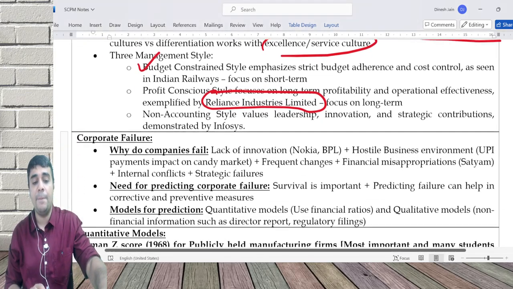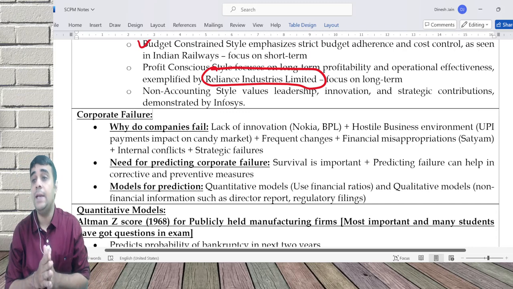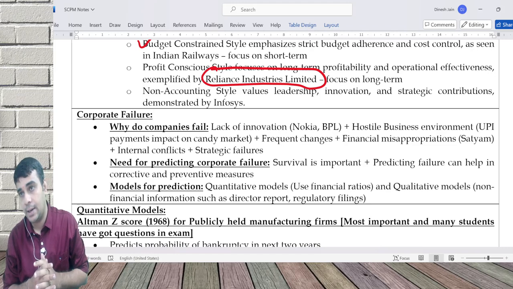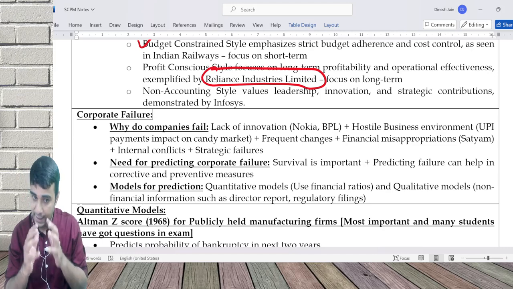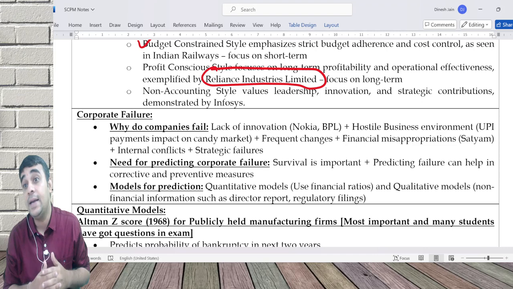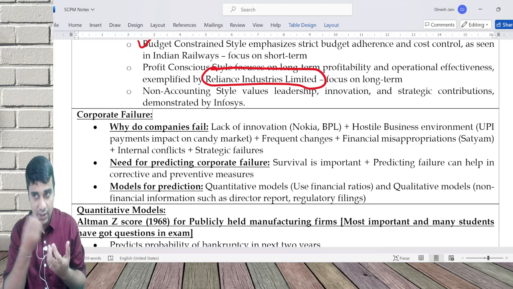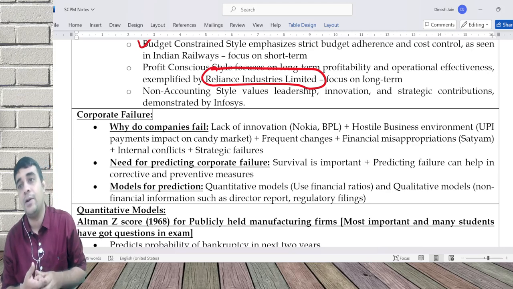Okay, so why do companies fail? Lack of innovation. Nokia, BPL. Hostile business environment. There is a study which says candy market. Whenever you go to a shop, you need change, and sometimes they'll give you a chocolate and say the change is not available. The UPI market has led to a decrease in demand in the candy market, because many times the change I have to give, I was giving it as a chocolate. That was one part of the demand.